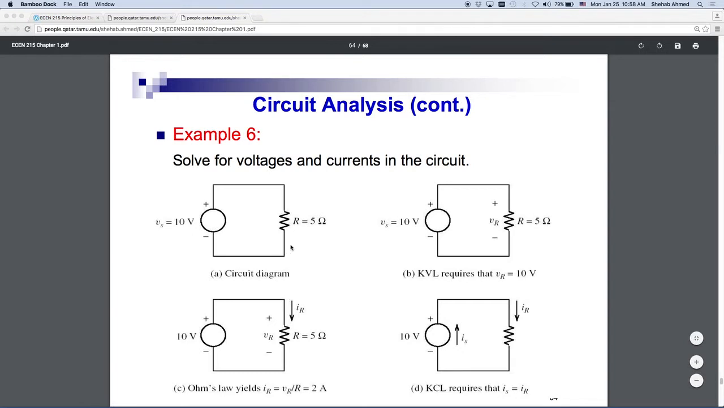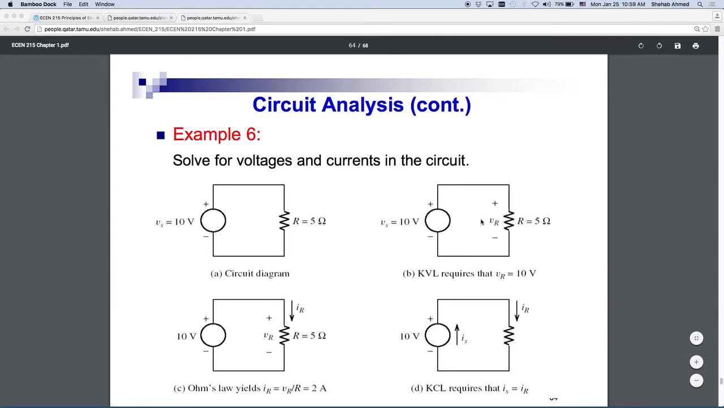And then now they want you to find the voltages and the current, right? So after we put all the notations and the directions of current, etc., let's see what the voltages and currents are in the resistor. So the polarity is defined by the positive and negative as we discussed.